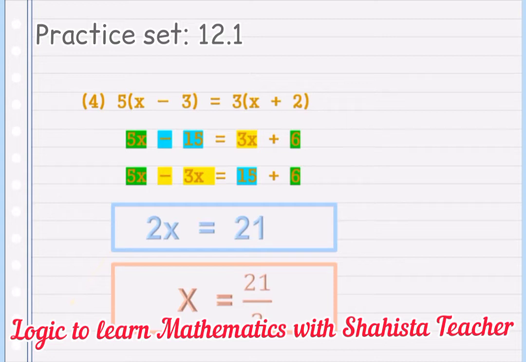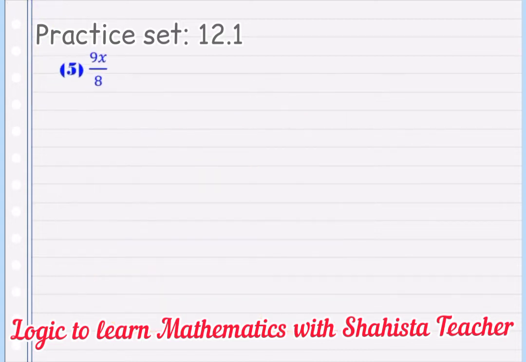Now in this way we have completed sub question 4. Now let's solve sub question 5. It says that 9x upon 8 plus 1 is equal to 10. Here 9x upon 8 plus 1 is left hand side and 10 is right hand side. We have to find here the value of x. This is a linear equation in one variable and here the variable is x.